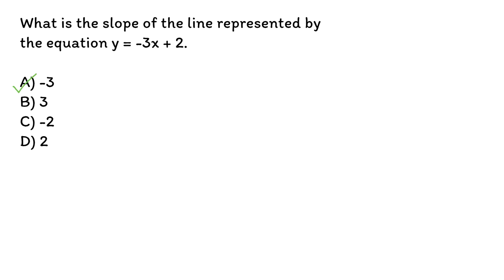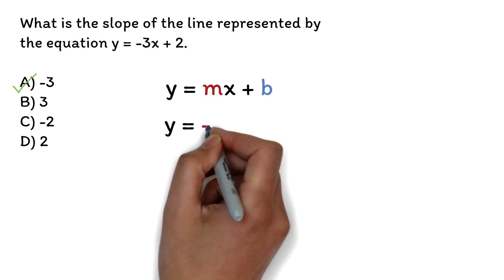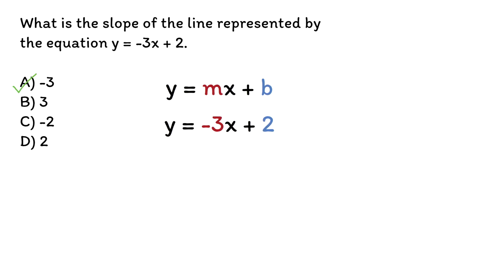The equation given is in the slope-intercept form, y equals mx plus b. In this form, the coefficient of the x is your slope. Basically, the number with the x is your slope. Since we have negative 3x, negative 3 will be our slope.